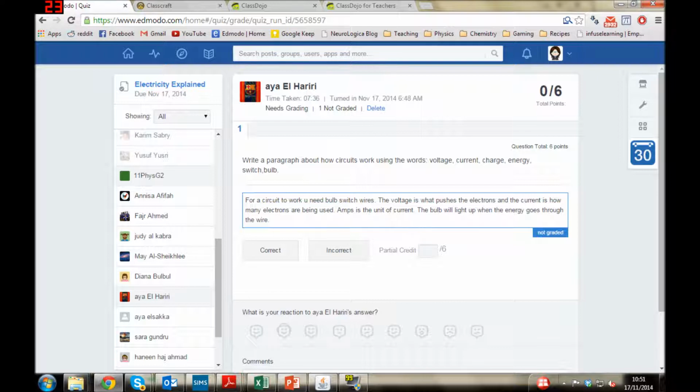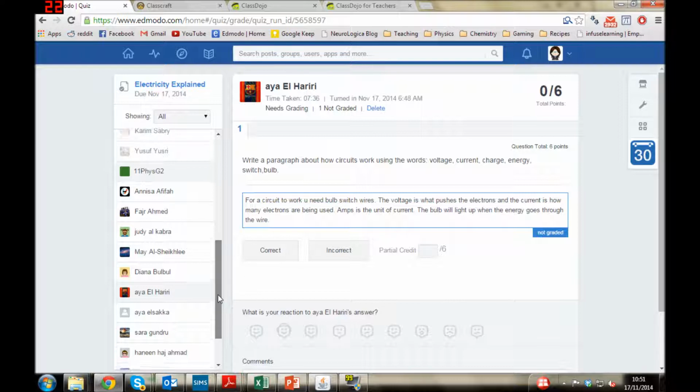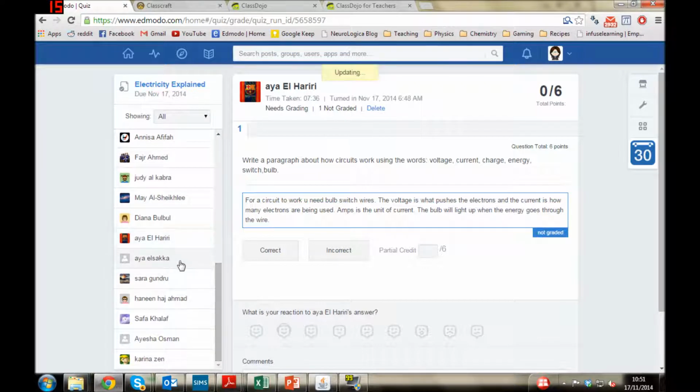The bulb will light up when the energy goes through the wire. Again, we need to be more specific here. The bulb will light up when energy from the electrons is transferred to the bulb, creating light energy and some wasted heat.